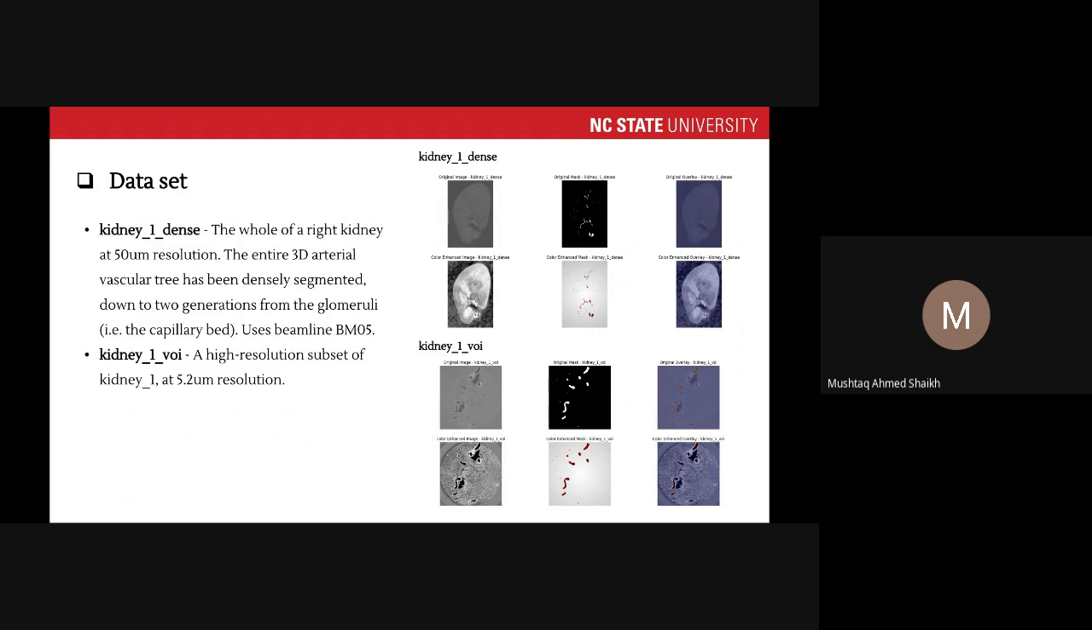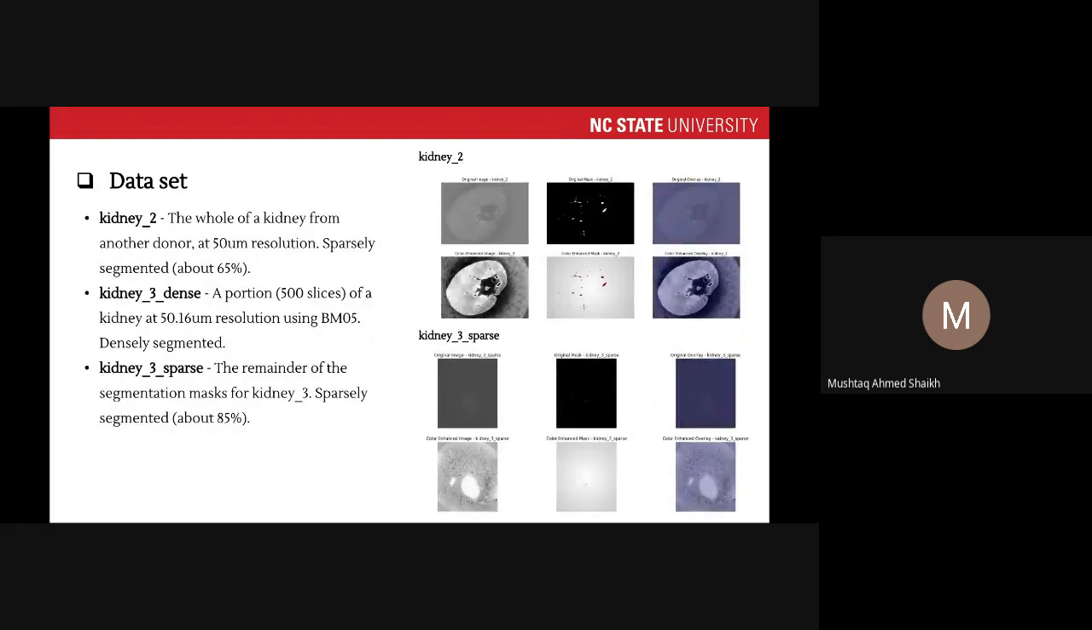So, for instance, kidney 1 dense, which is one of the classes, focuses on the whole of the right kidney and has a resolution of 50 nanometers. And there's another class, kidney 1 void. Similarly, there's kidney 2, kidney 3 dense, and kidney 3 sparse.